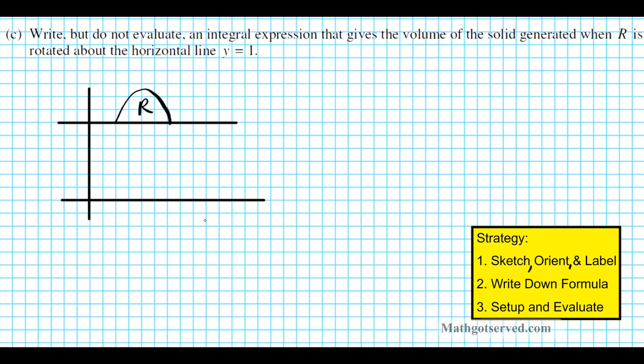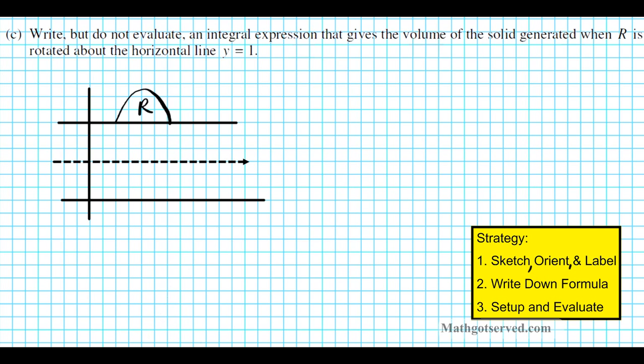All right, let's take a look at the C part. So for the C part, it says, write but do not evaluate an integral expression that gives the volume of the solid generated when R is rotated about the horizontal line y equals 1. So we're still using the same strategy. Want to sketch the graph. In this case, we're focusing only on region R, so sketch only the relevant components. And we also, of course, want to draw our axis of rotation. Okay, so there goes our axis of rotation.